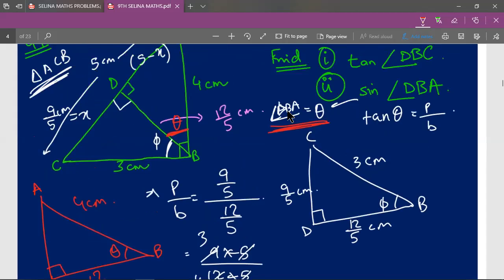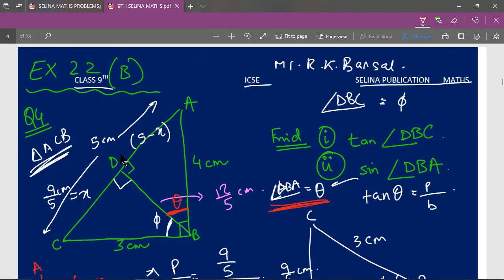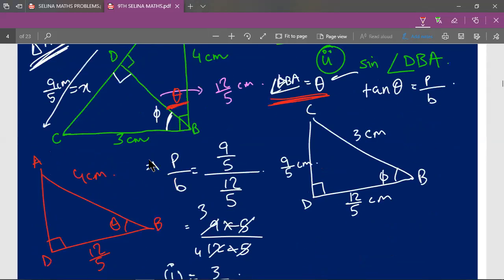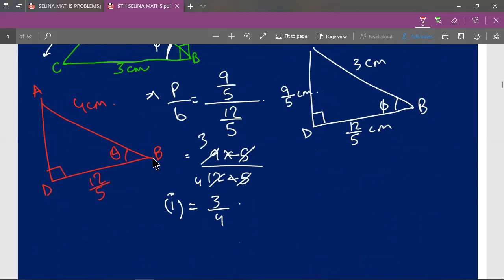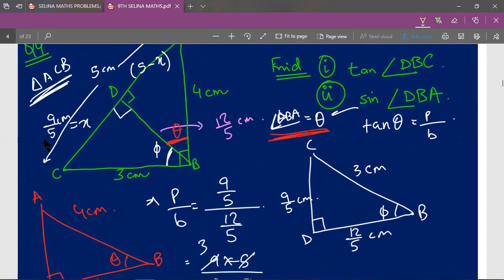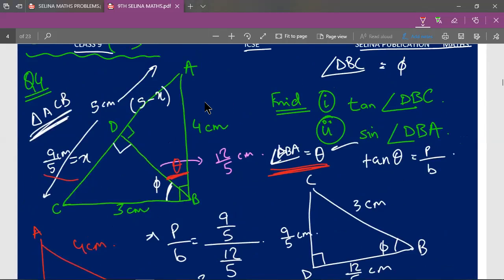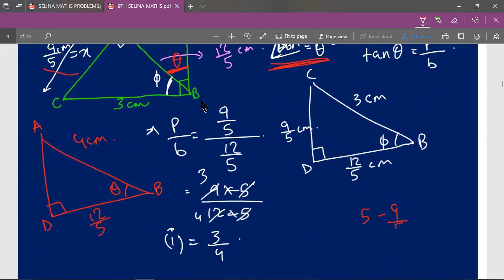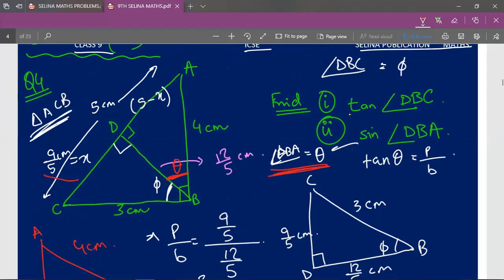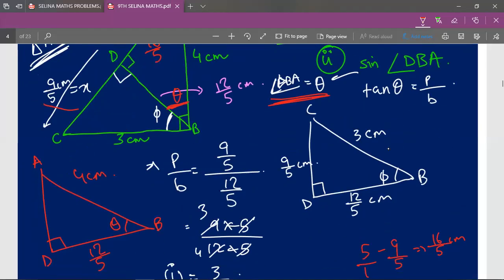And our AD is 5 minus X. Oops, we haven't solved 5 minus X yet. We had earlier calculated that our X was 9 upon 5 centimeters. So all we have to do is solve 5 minus X, that is 5 minus 9 upon 5, which will give us 16 upon 5. So we'll write that right here. And our AD is 16 upon 5 centimeters.